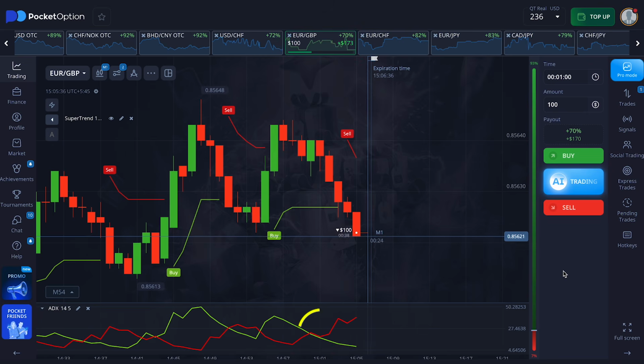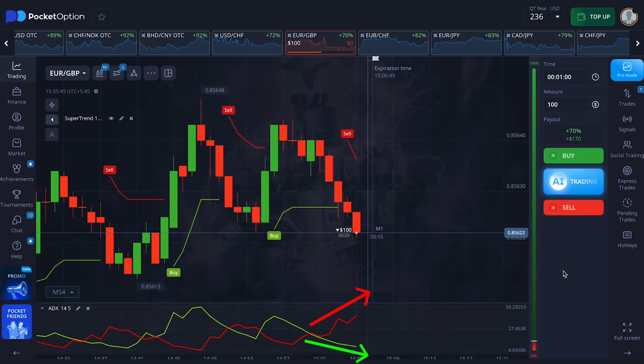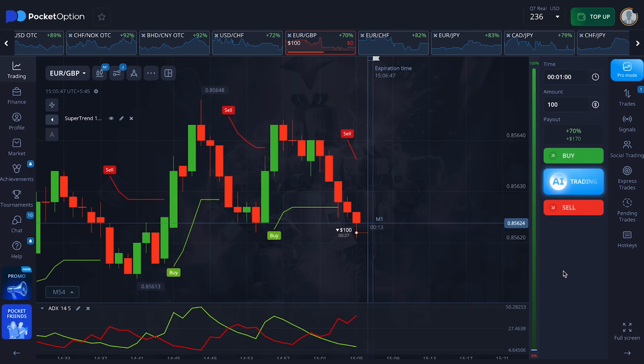And another signal is the red and green lines going in completely opposite directions. As you can see, the red line is going up and the green line is going down. So that's another reason why I sold here.